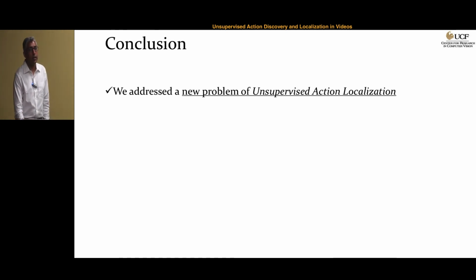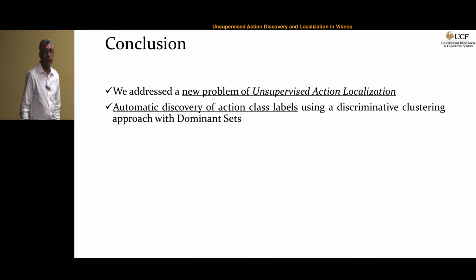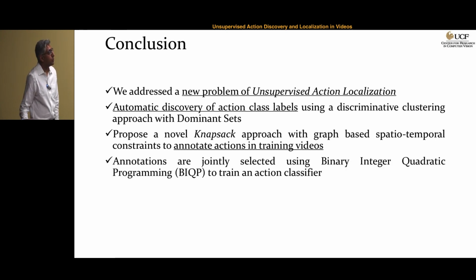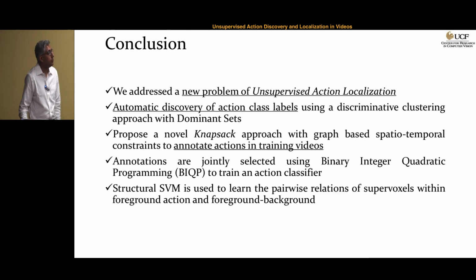So in conclusion, we addressed a new problem for unsupervised action localization by performing automatic discovery of action class labels using dominant sets. We propose a novel knapsack approach for annotating actions and localizing them in action videos. We also propose a quadratic programming approach that jointly selects these annotations to get better final annotation results. And finally, we use structural SVM to learn pairwise relations that help us in giving a better knapsack value and better localization. Thank you.